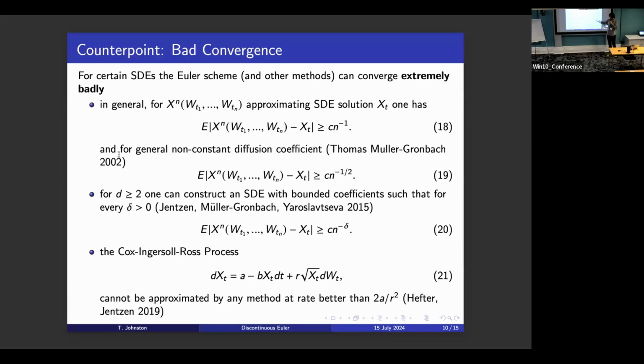These examples constructed are usually artificial and strange, but there is an SDE which has a lot of application. The Cox-Ingersoll-Ross process is used a lot in applications, but the square root on the noise makes simulating it very hard, and one can't converge at a rate better than 2a over r squared. So for r large, no numerical method based on finite evaluations of the noise can converge particularly well. So it's not that the Euler scheme always converges well; there are also cases in which it converges very badly. But given enough noise, convergence can often be recovered even for very bad situations.